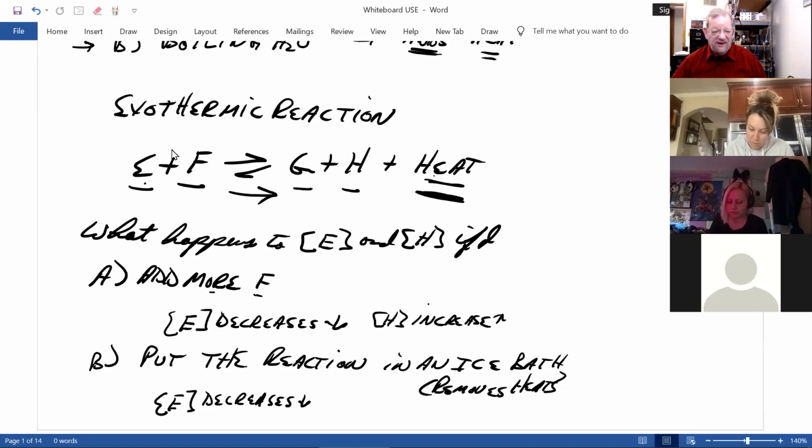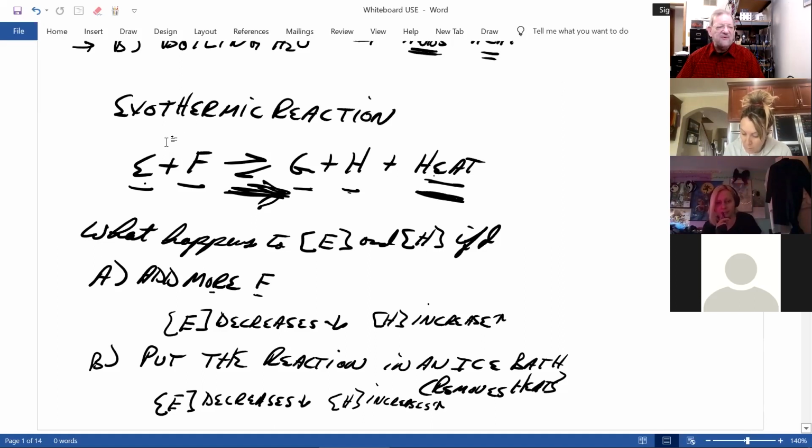And to make more heat, we're going in this direction. And we make more G and H. When you make more of something, like more cookies, you will have more, and the amount you have increases. And that's how you use Le Chatelier's principle for an exothermic reaction.